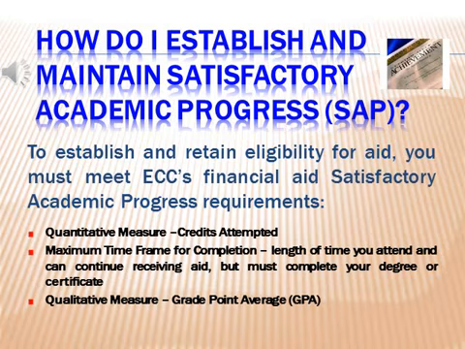Academic progress. How do I establish and maintain satisfactory academic progress? To establish and retain eligibility for aid, you must be meeting ECC's Financial Aid Satisfactory Academic Progress requirements. Quantitative measure is the credits attempted. Maximum time frame for completion is the length of time you attend and can continue receiving aid but must complete your degree or certificate. Qualitative measure is grade point average or GPA.